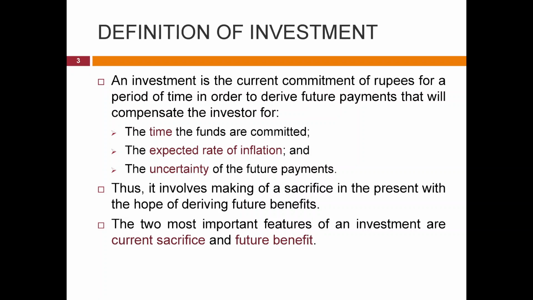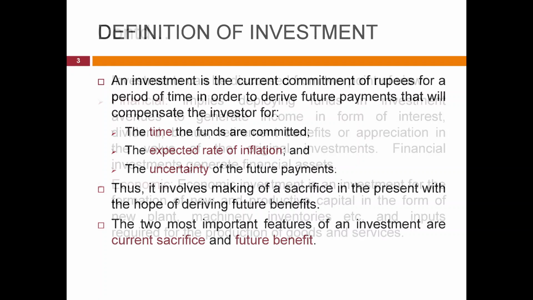And for that, what am I getting? Compensation for the expected rate of inflation, because with the passage of time the economic conditions are changing and inflation rates are increasing. For that, the bank is giving me interest in return. There is also the uncertainty of the future payment. In the case of an FD, there is a guarantee, but in the case of stock market instruments, there is no guarantee what I am going to get after 3, 5 or 10 years of commitment. Thus it involves making a sacrifice in the present with the hope of deriving future benefits. The two most important features of an investment are current sacrifice and future benefit.